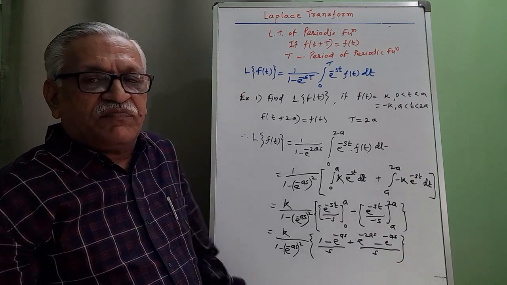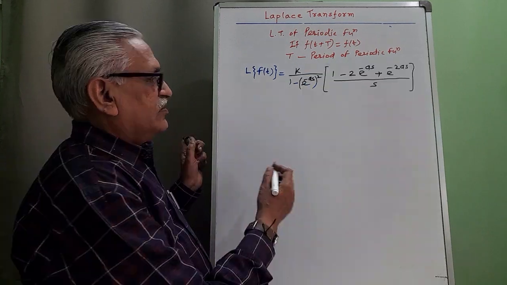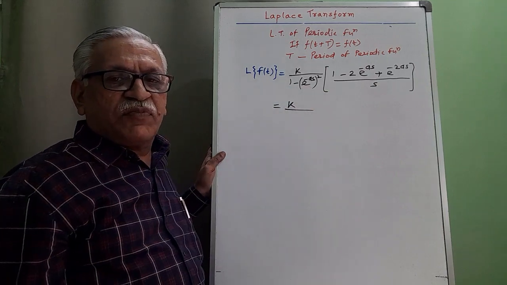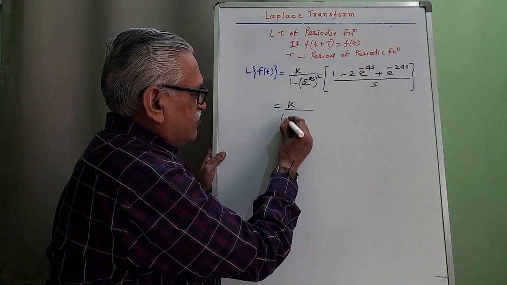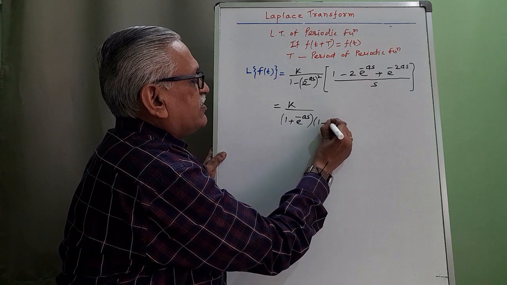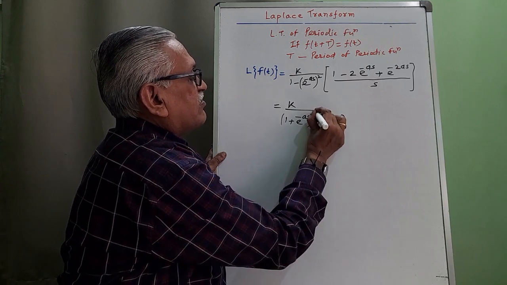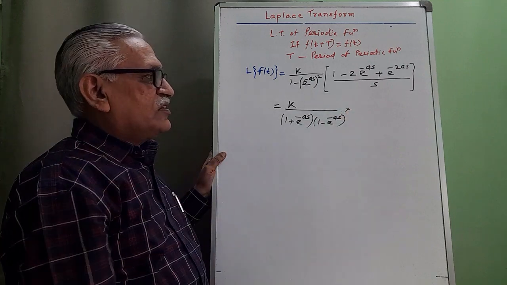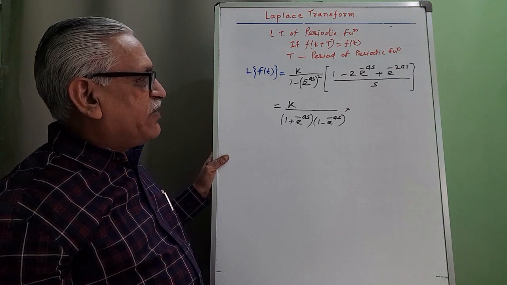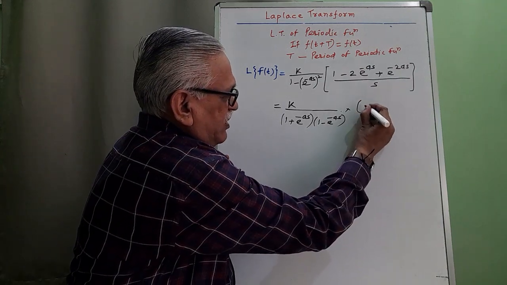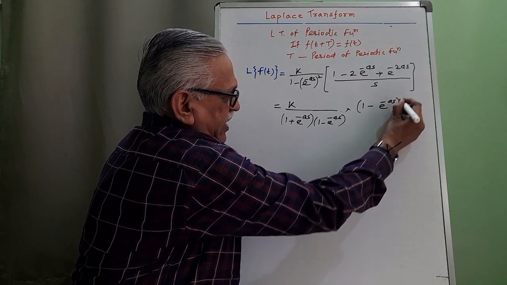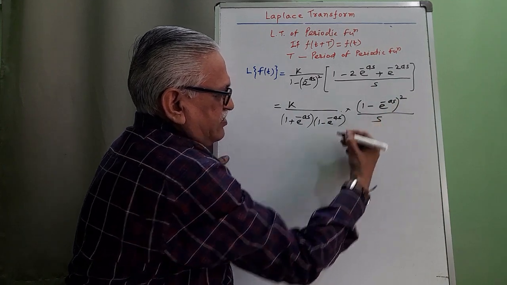Same denominator, therefore adding the numerator terms, or finding the LCM, it is equal to k upon a square minus b square. The factors are a plus b and a minus b, therefore the factors of this term are (1 plus e raised to minus as) into (1 minus e raised to minus as). And a square minus 2ab plus b square is a perfect square of a minus b, and therefore it is nothing but (1 minus e raised to minus as) bracket square, whole divided by s.